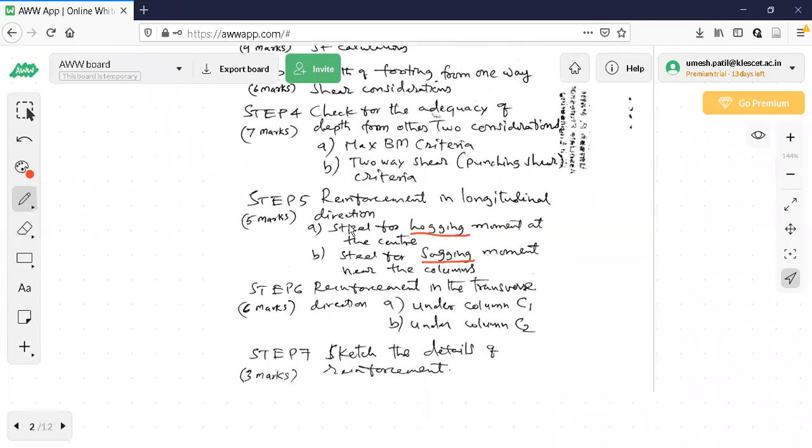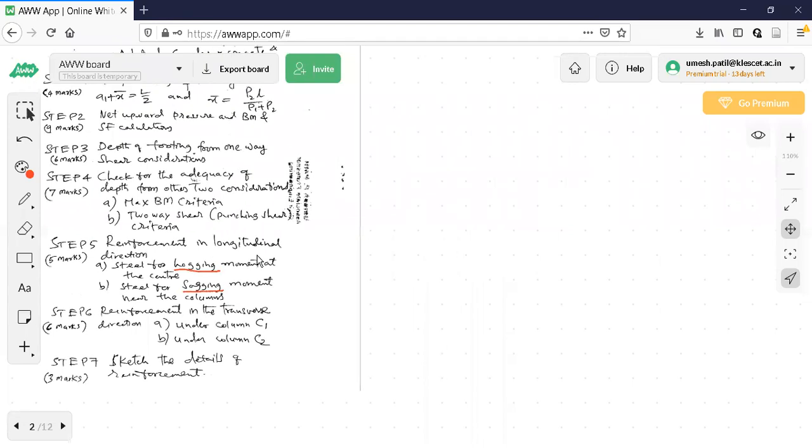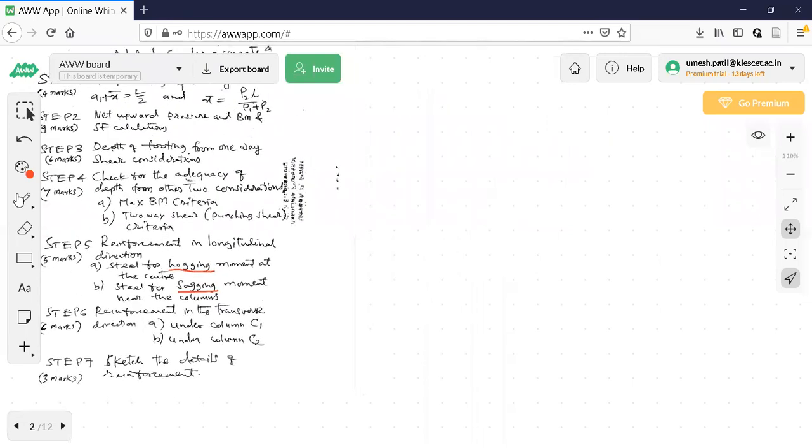So step number 5, reinforcement in the longitudinal direction. Let us see that. I'll draw one figure here. Step number 5, observe here.